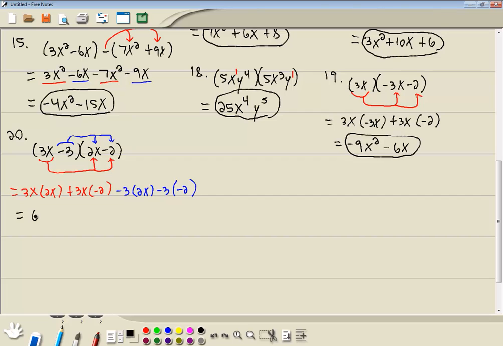Now 3 times 2 is 6, x times x is x squared. 3 times negative 2 is negative 6x. Negative 3 times 2x gives us negative 6x. And negative 3 times negative 2 gives us a positive 6. Now no matter where you are in algebra, you should always combine together like terms. So we got negative 6x and negative 6x gives us negative 12x plus 6. And this would be our answer.